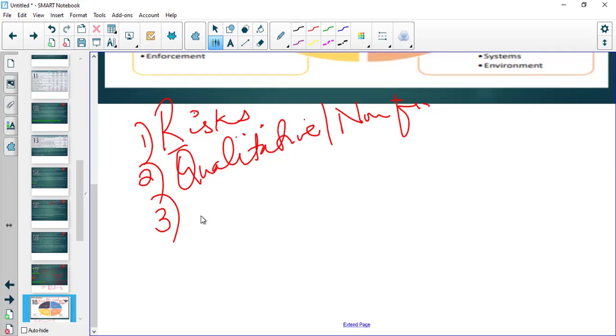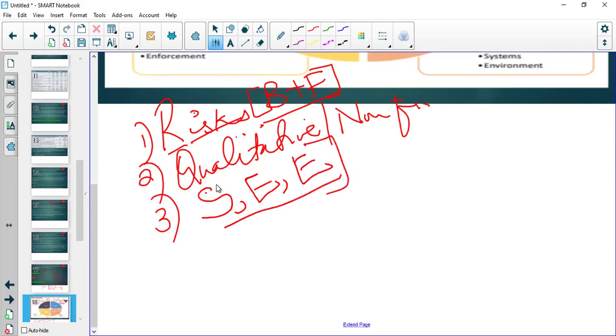Then these risks, we said the risks could be business or financial risks. All right. I think we also spoke about social, ethical, or environmental considerations that you might have to apply in a particular scenario.